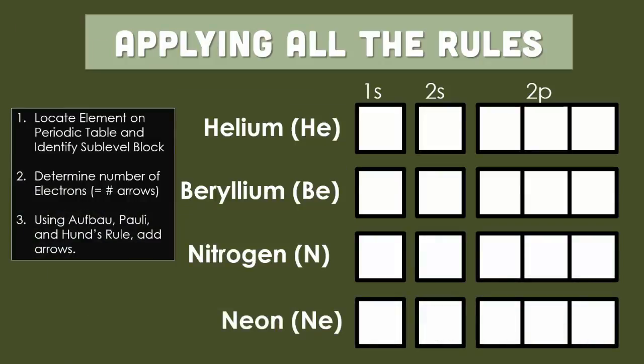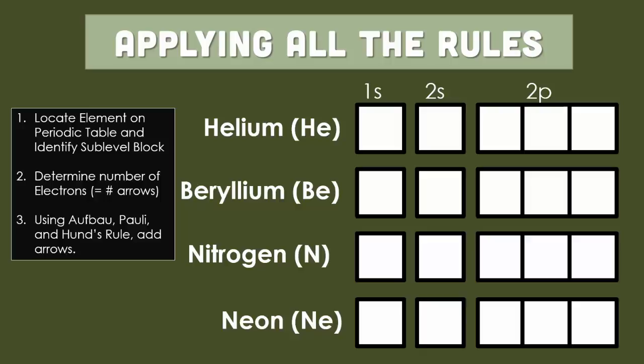So when we're making these orbital diagrams, you first off have to locate the element on the periodic table and identify the sublevel block that it occupies. Then you have to determine the amount of electrons it has, which is the atomic number. That also indicates the amount of arrows you'll be drawing. Then using the 3 different rules, Aufbau's, Pauli's, and Hund's rule, you're going to be adding the arrows. So we're going to do the first one together.